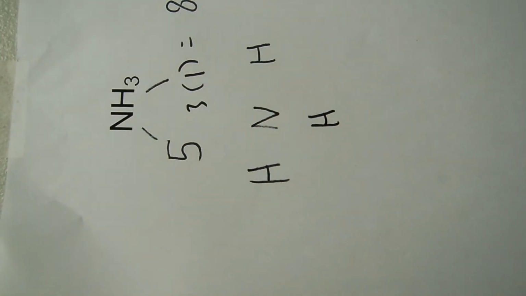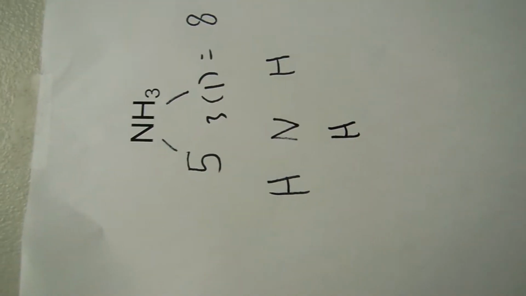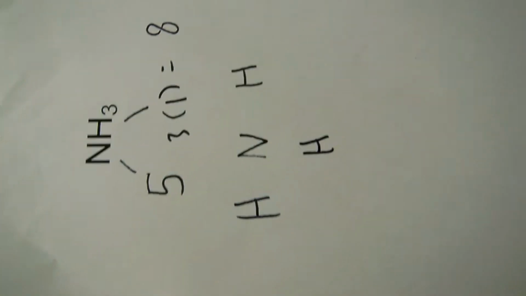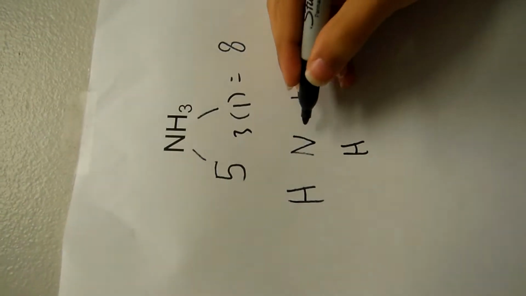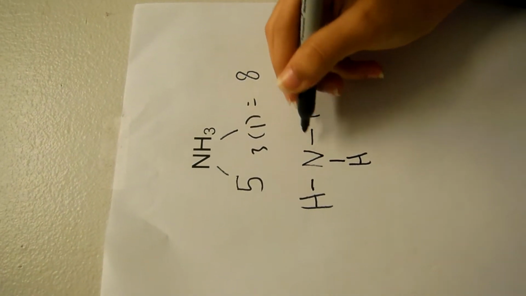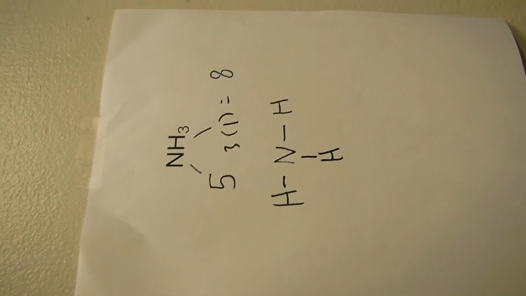Step 3, you arrange the electrons so that each atom contributes an electron to a single bond. So you use 2 electrons to represent a bond between 2 atoms. Each of these is 2 electrons.